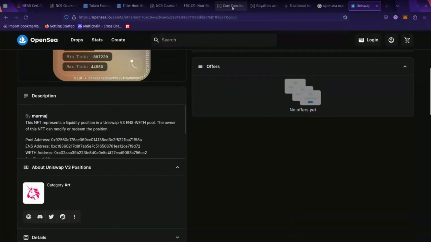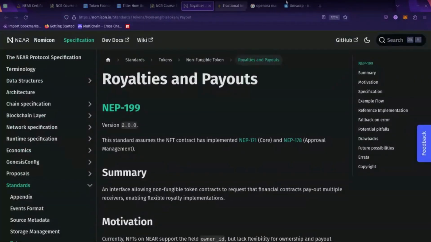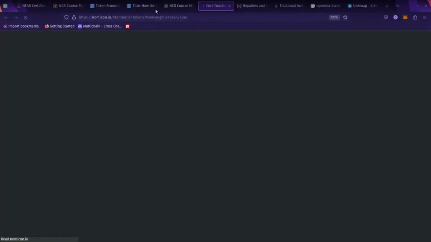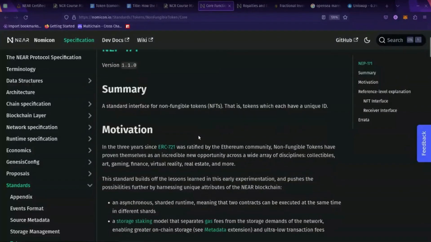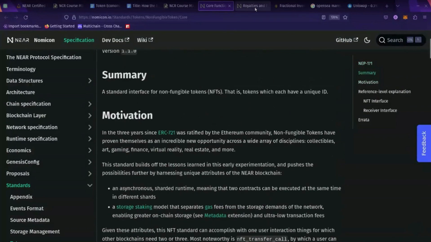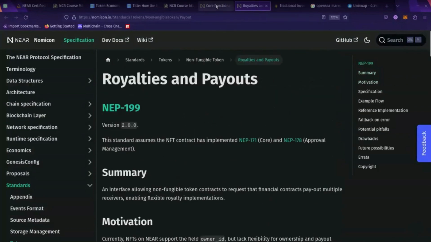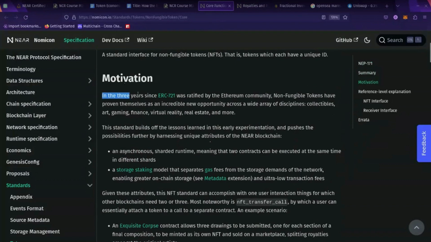Switch over to how things work on Near, because it's a little bit different. I'll go through the motivation, which is a bit longer, but then I will try and tackle the differences as well. So this standard was created 3 years after the Ethereum NFT standard.